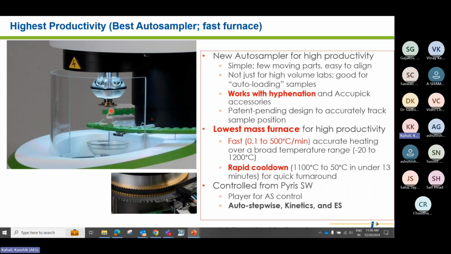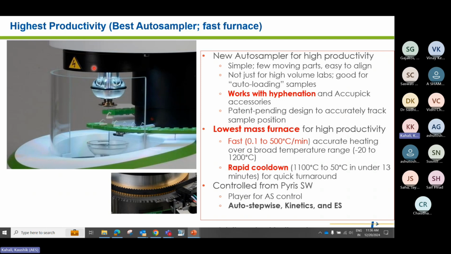So the system will precisely unload the pan in that particular position, and then again you can give the command of loading another sample from another position. And here, another thing is, if you are going for hyphenation connectivity in future, this autosampler will not hamper this hyphenation connectivity.